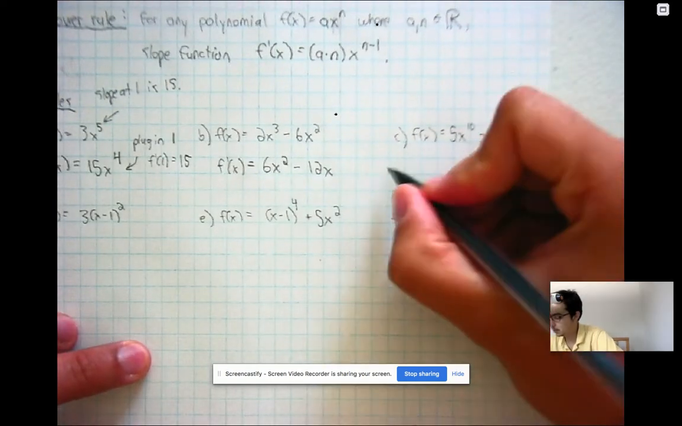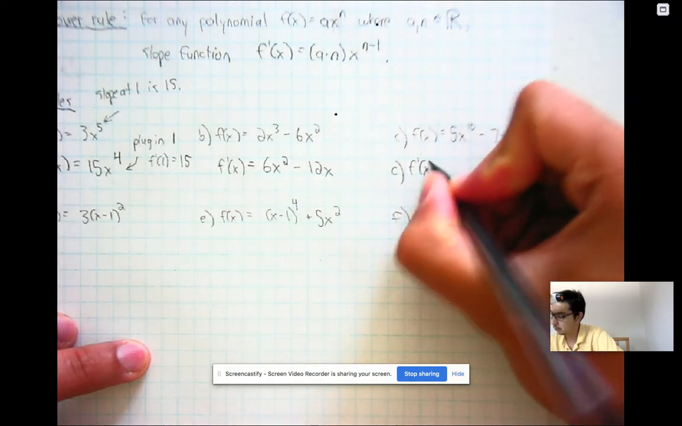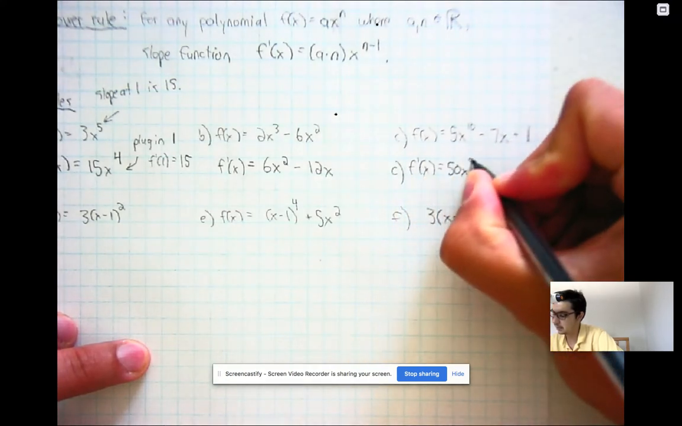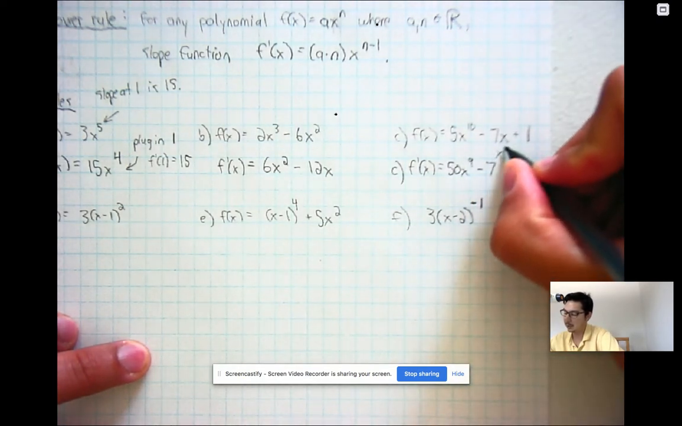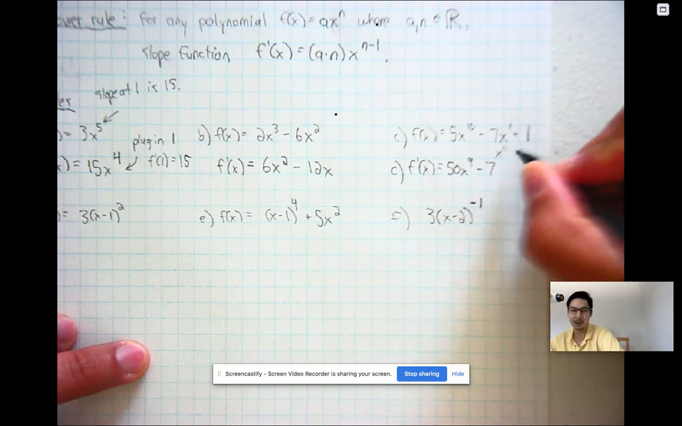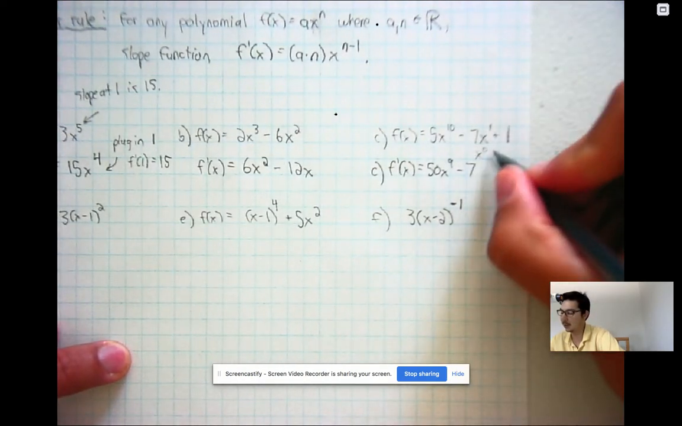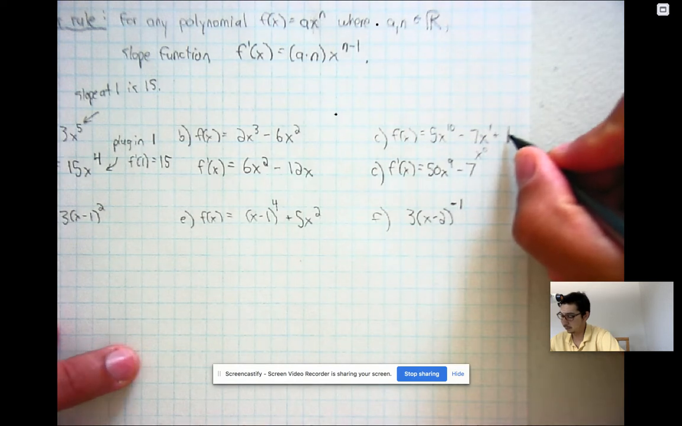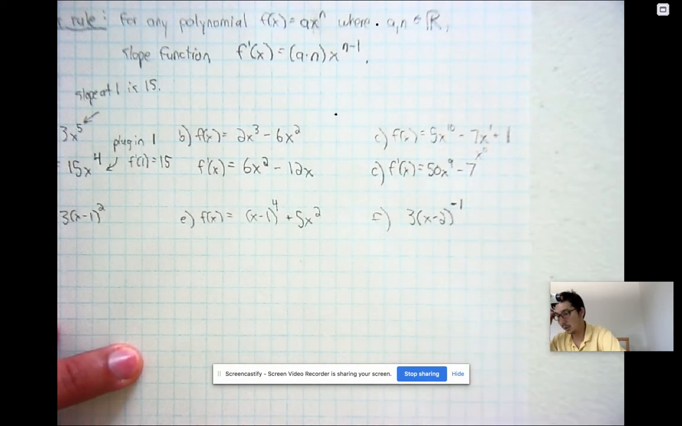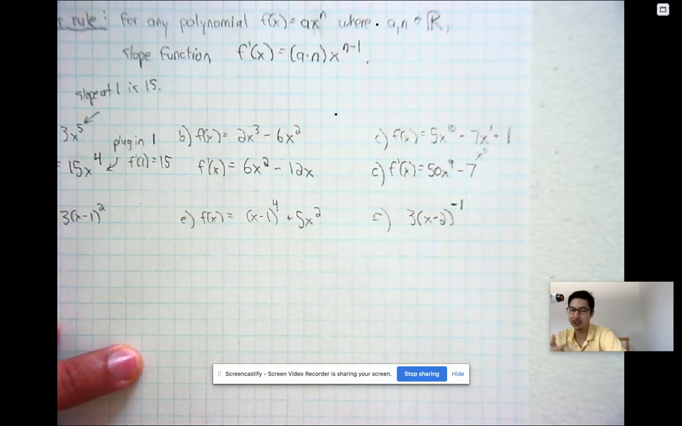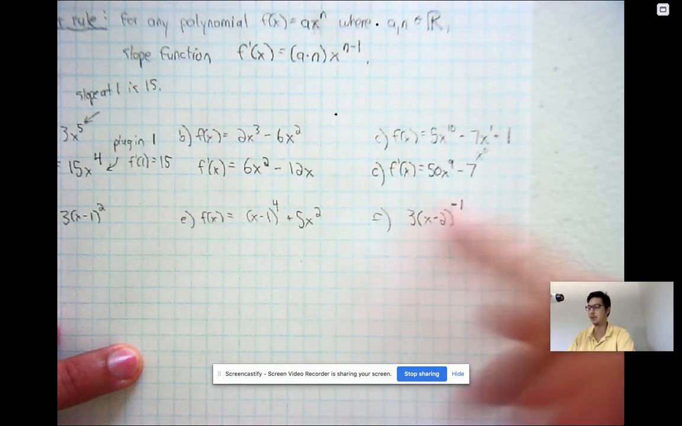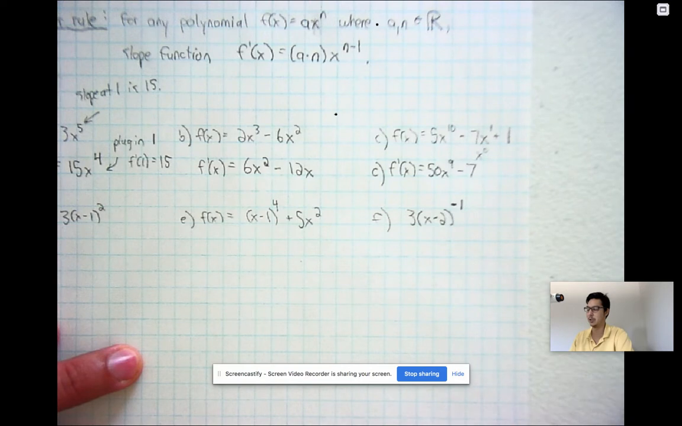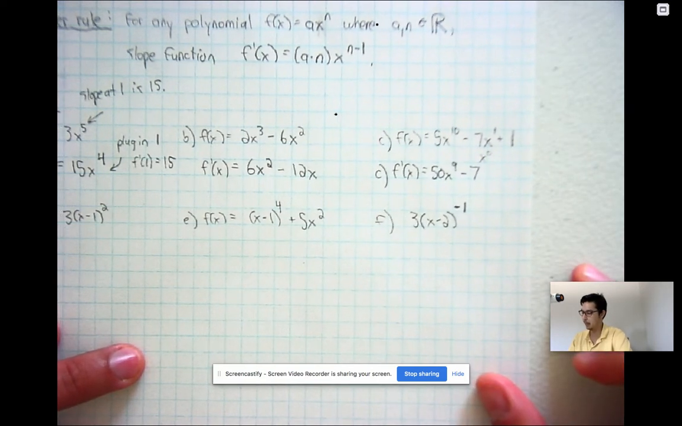What about for c? Here, the slope function will be 50x to the ninth minus 7. Now, I could put x to the 0, but remember, anything to the 0 power is just 1, so I don't need to put that. And what about the plus 1? Plus 1 constants actually just have a slope function of 0, so there's nothing there. It's just 50x to the ninth minus 7, because the rate of change of a constant is 0.